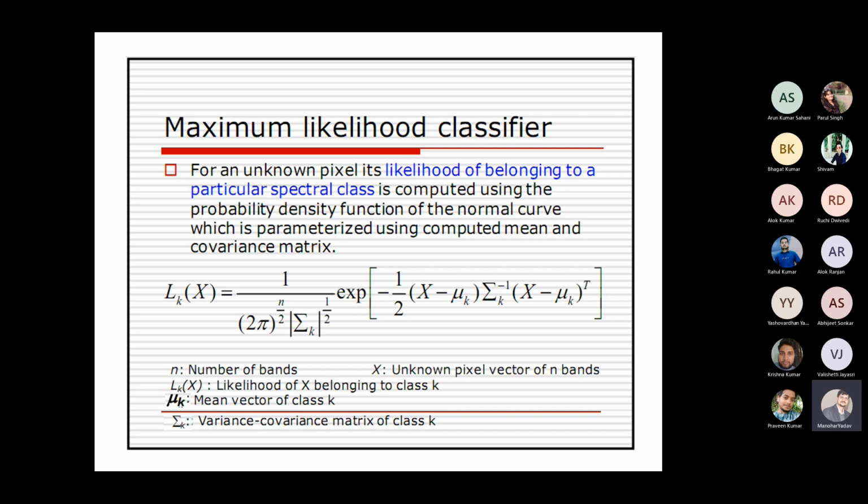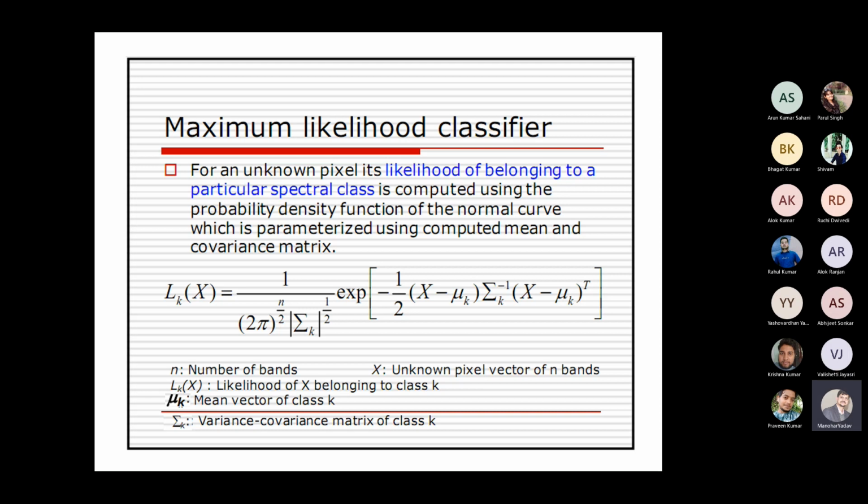So how many different mean values will we get? Sir, 5. Correct. For each set of training samples we get one mean value, and that mean value is the representation of that class. So we'll get 5 different mean values. Similarly, how many different variance covariance matrices do we have? Sir, 5.